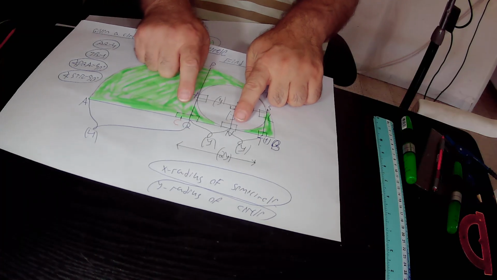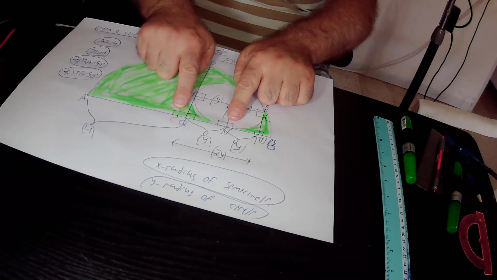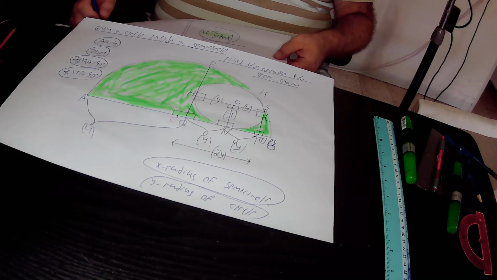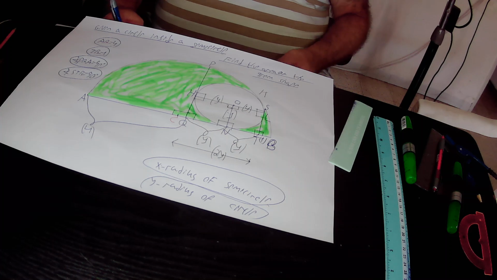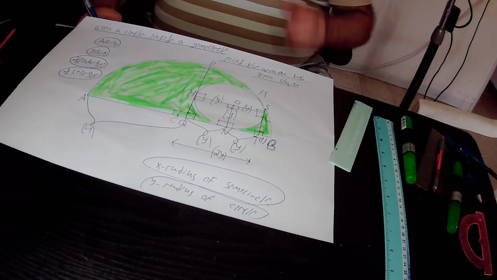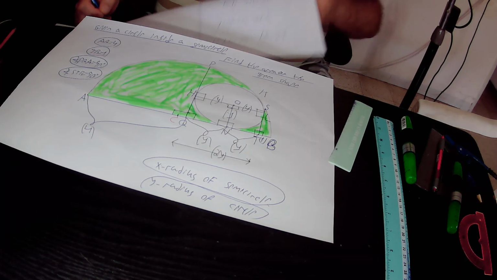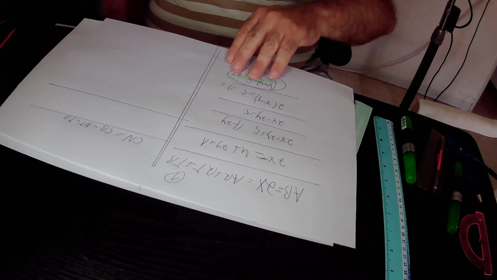What is the length of this segment CN? From the drawing it is very easy to see that CN in total equals CB minus NT minus TB. Again, CN in total equals CB minus NT minus TB. So I write it down: CN equals CB minus NT minus TB.